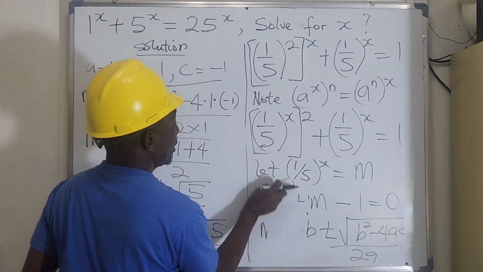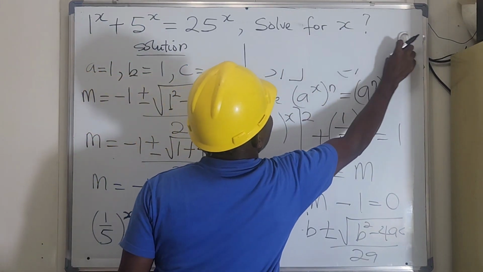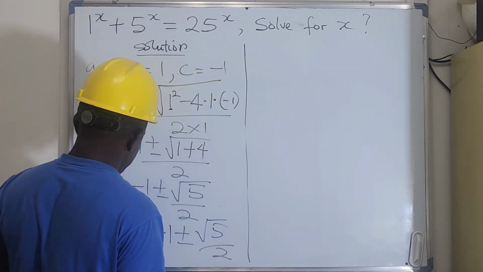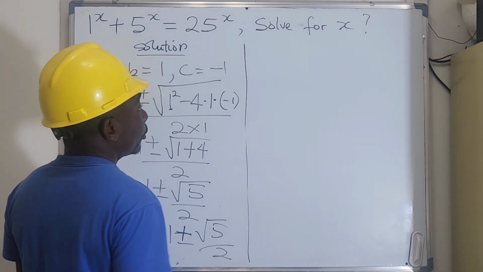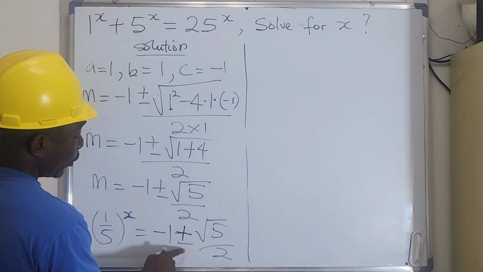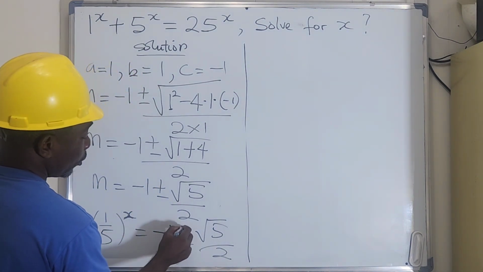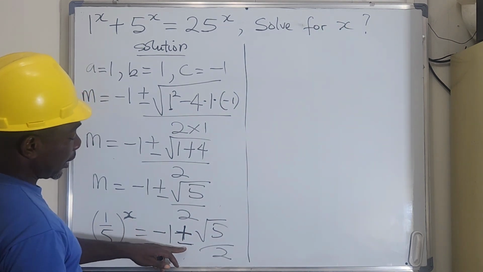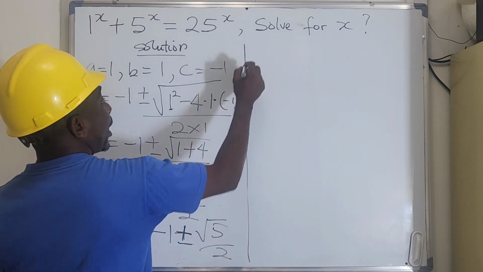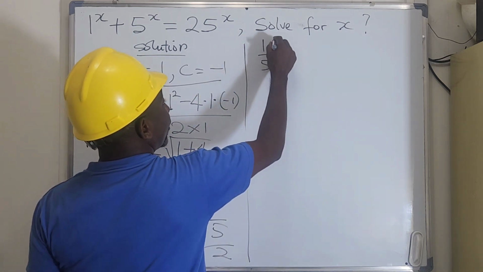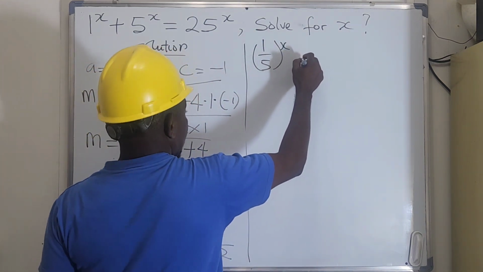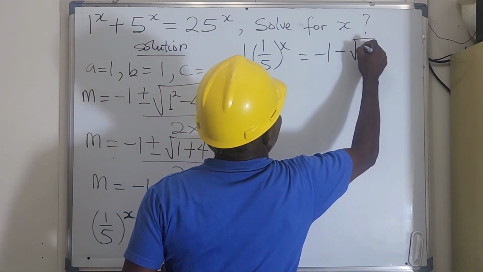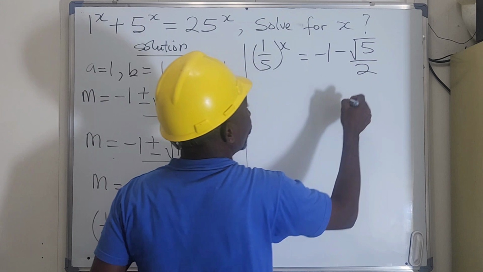So in this case, we need to clean this, as we have gotten the value of m and substituted it into that place. So we have this. Here, we are going to split this into plus and minus for the value of x. So let's take the negative side. So we have 1 all over 5 raised to the power of x equals to minus 1 minus the square root of 5 all over 2.